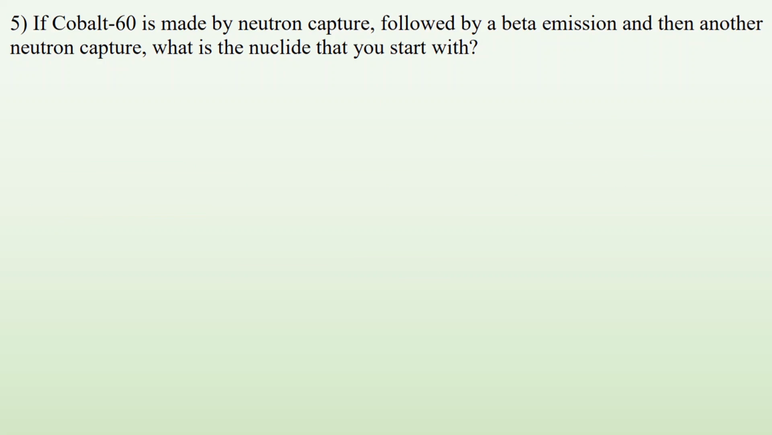All right, number 5. If cobalt-60 is made by neutron capture, followed by beta emission, and then another neutron capture, what is the nuclide you start with? Let's again draw the arrow. We're making cobalt-60, so it's a product, cobalt with a mass of 60. I look up the charge of cobalt. It's 27. It's made by neutron capture, so I have a neutron being captured.